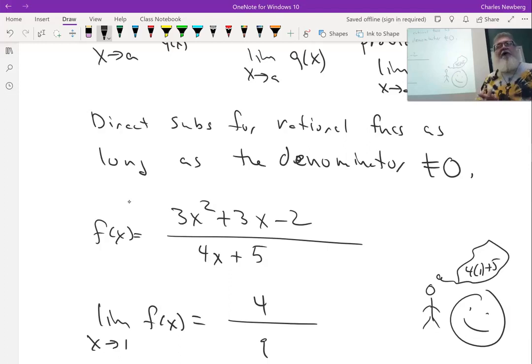All right. So polynomials, we can do direct substitution. And by the way, linear functions are a subset of polynomials. And rational functions, we can do direct substitution as long as what? The denominator is not 0. All right. Well, we have a few more limit laws to do, but the last one's kind of a trickier one because it involves rational roots.